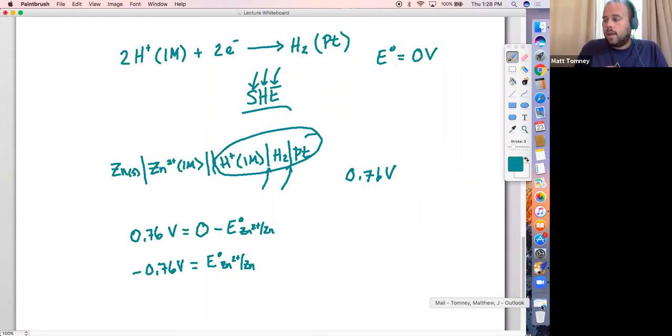All right. Now, how are we going to find copper? Well, there's two ways we could do that. We could do the same exact thing for copper. We could set up copper in the SHE electrode situation and solve for copper. Or now that we know the half potential of zinc and we know the full E cell potential for a zinc copper cell battery, I can solve for copper that way. So that's what we're going to do here.